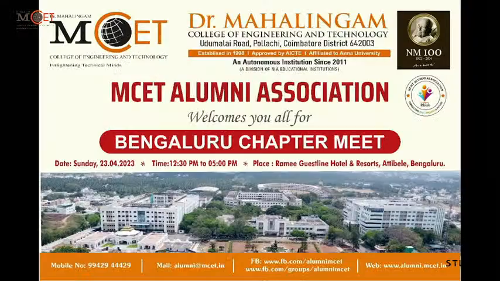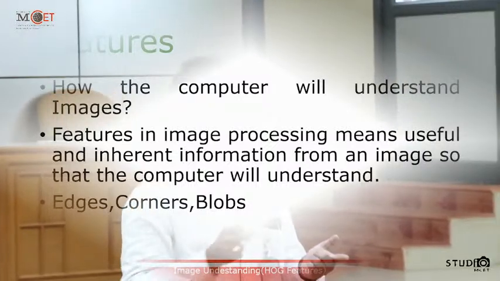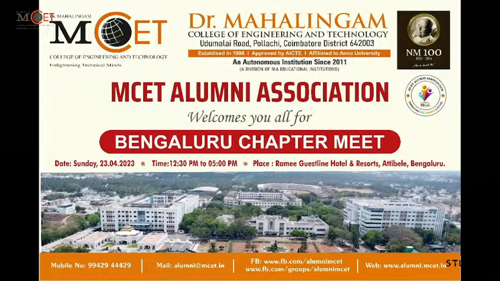So I'll generalize this as intensity variation. Suppose I have a pixel value of 0 and the next pixel value is 255. Visualize how the 0 will appear: black. How the 255 will appear: white. Whenever there is a sudden transition in the intensity level, automatically that will be an edge.